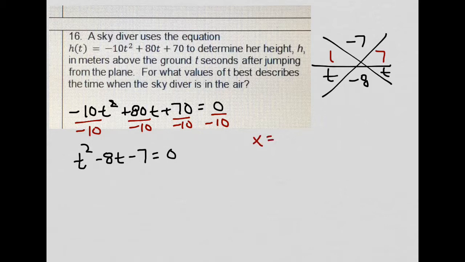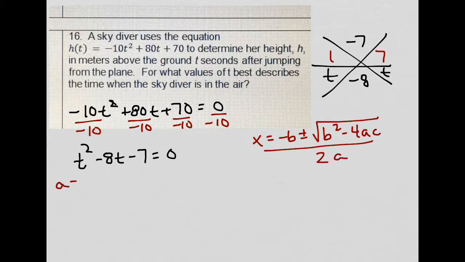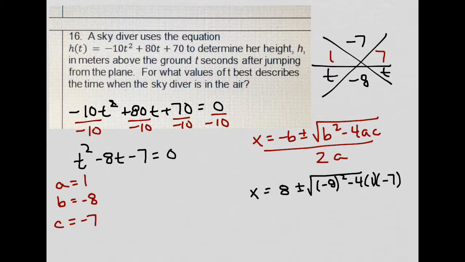quadratic formula, which you'll remember is the opposite of b plus or minus the square root of b squared minus 4ac all over 2a. For my equation, a is 1, b is negative 8, and c is negative 7. So I can go ahead and plug these values in, and I'm going to get that x equals 8 plus or minus the square root of negative 8 squared minus 4 times 1 times negative 7, all over 2 times 1.